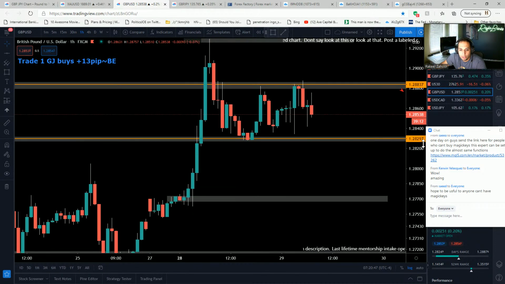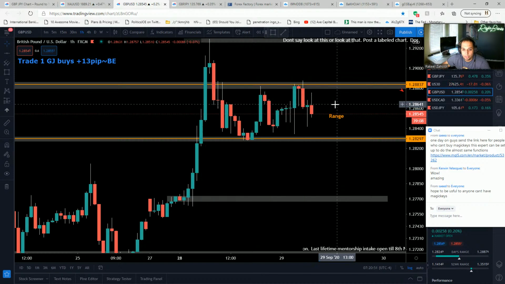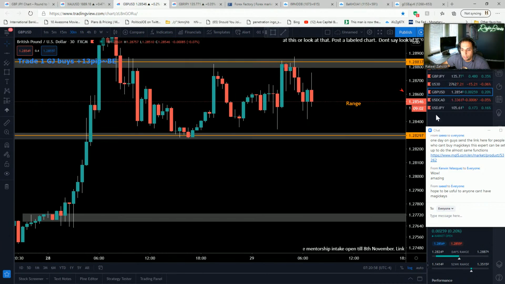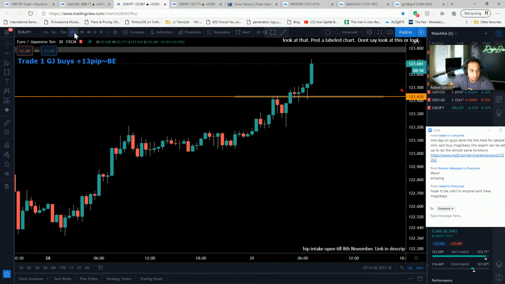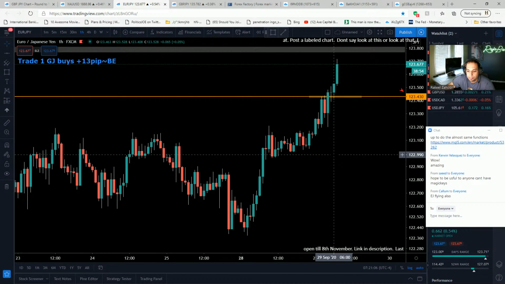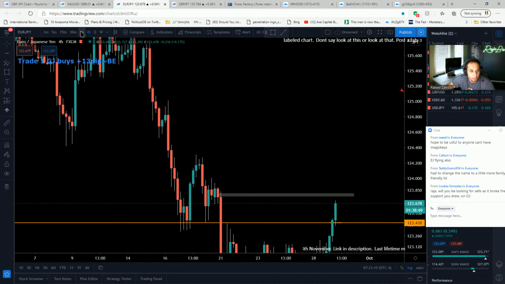GU is still ranging, so this is a range in GU, which I would want to stay away from. Oh, this is a big 53 pip range, man. It's a pretty big range. Let's take a look at Euro JPY. Euro JPY also ended up moving bullish. Looking at the 4 hour, yeah, it's coming up.